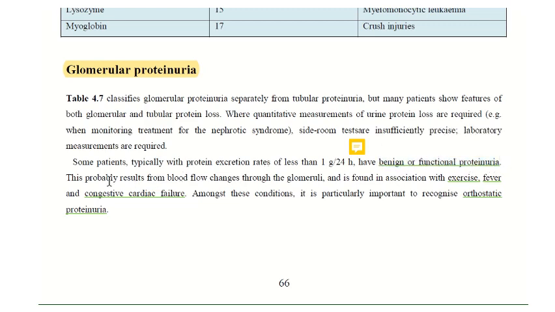This probably results from blood flow changes through the glomeruli. إذن هذا ربما ينتج من التغيرات في blood flow through the glomeruli and is found in association with exercise, fever, and congestive cardiac failure. Amongst these conditions, it is particularly important to recognize orthostatic proteinuria.